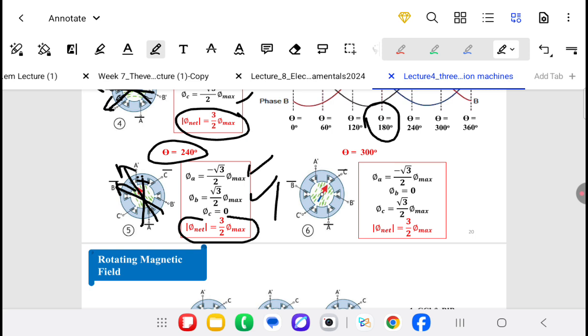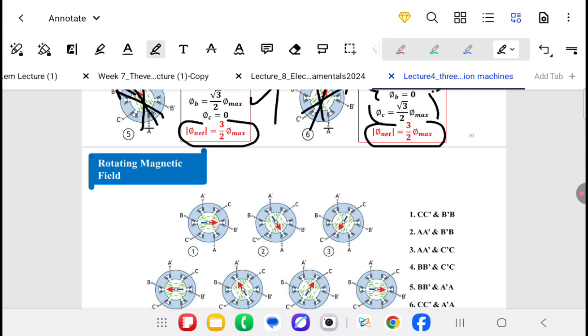At theta equals 300, we get phi A equals negative root 3 over 2 phi maximum, phi B equals 0, and phi C equals root 3 over 2 phi maximum. Then phi net is equal to 3 over 2 phi maximum, and the direction is between phases C and A. This is the direction of the flux of phase A, and this is for the flux of phase C, and the resultant is between them in this direction.